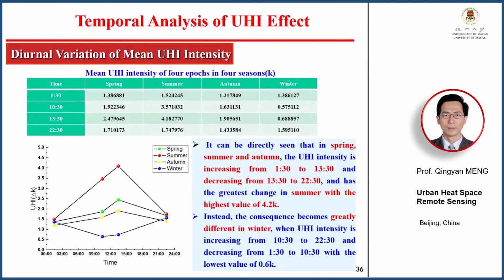And this is the different seasons: spring, summer, autumn, and winter. It can be directly seen that in spring, summer, and autumn, the urban heat island intensity increases from 1:30 to 13:30, and then decreases.